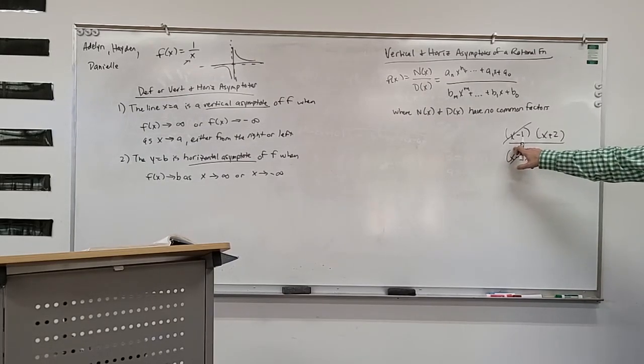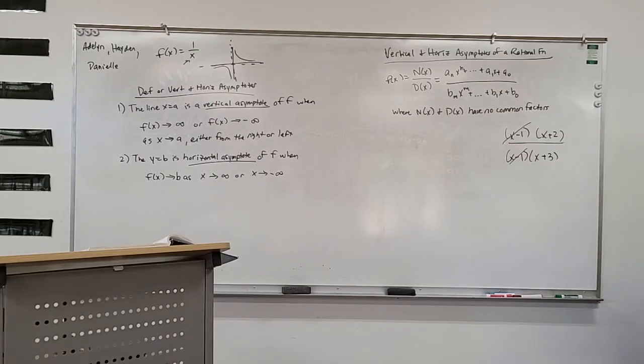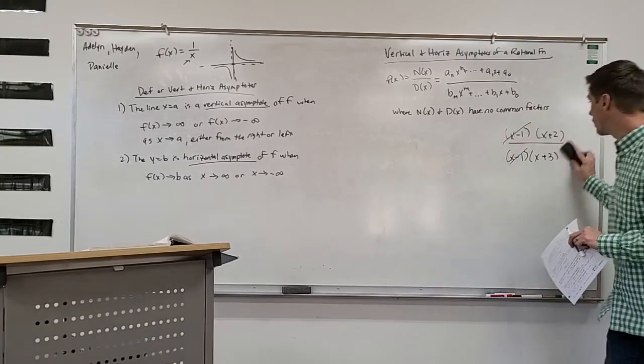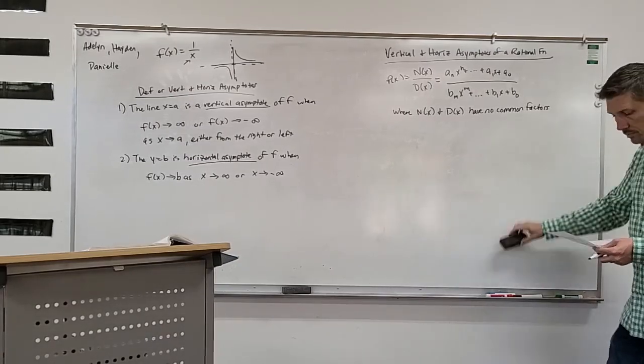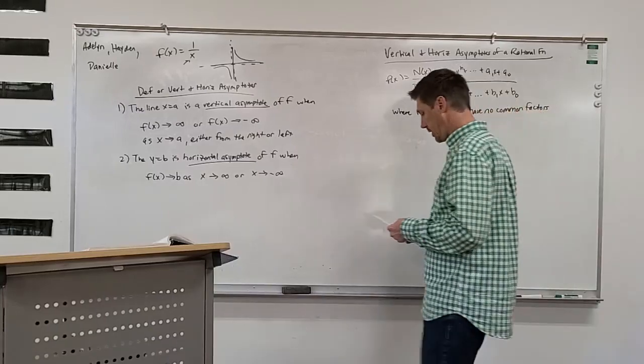That's not called an asymptote. We've got a different name for that. That's called a hole, actually. So we're going to figure out how to find holes in your graph. But if there's no common factors, then we can say this.